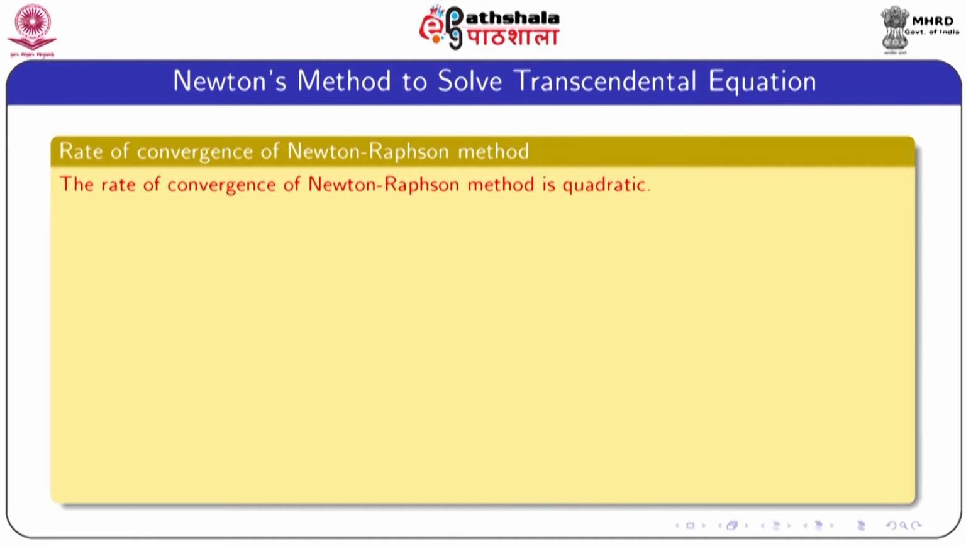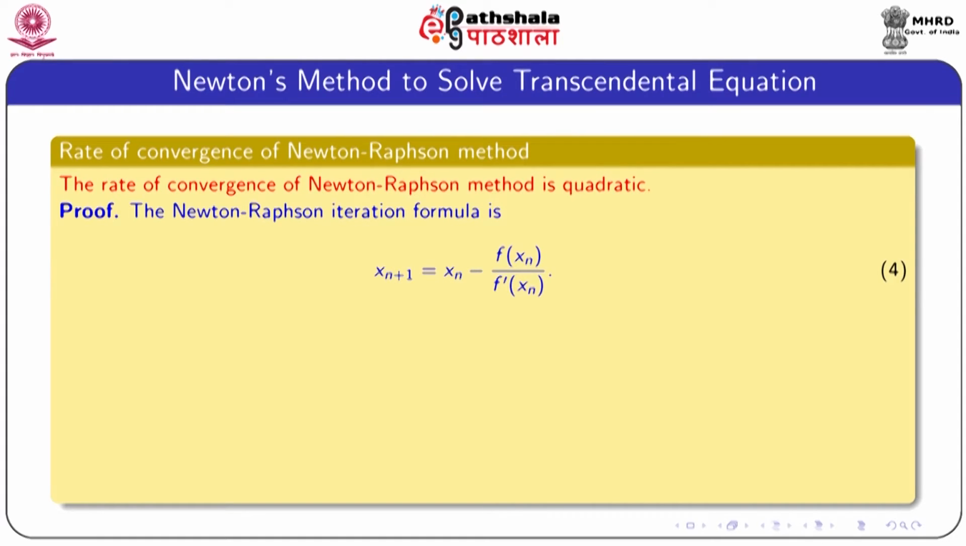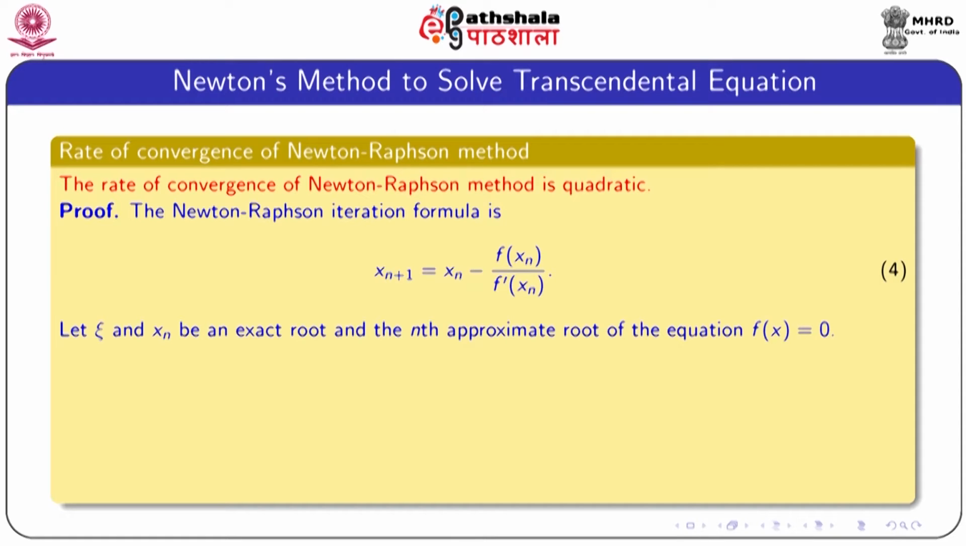Now we shall discuss the rate of convergence of the Newton-Raphson method. We will prove that the rate of convergence of the Newton-Raphson method is quadratic. The Newton-Raphson iteration scheme is xn+1 = xn minus f(xn) by first derivative of f at xn. Let xi be the exact root of the equation f(x) = 0 and xn be the nth approximate root of the same equation, and epsilon n be the error at the nth iteration, that means xn = epsilon n + xi, and since xi is an exact root of the equation, therefore f(xi) = 0.